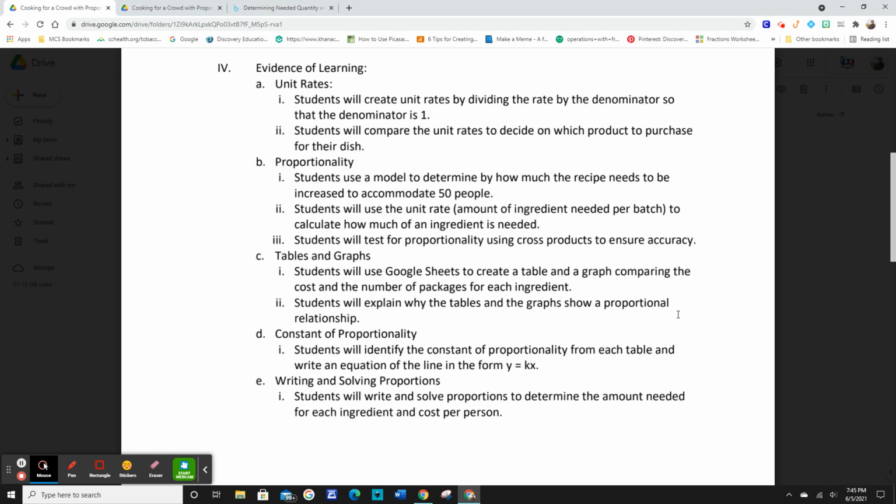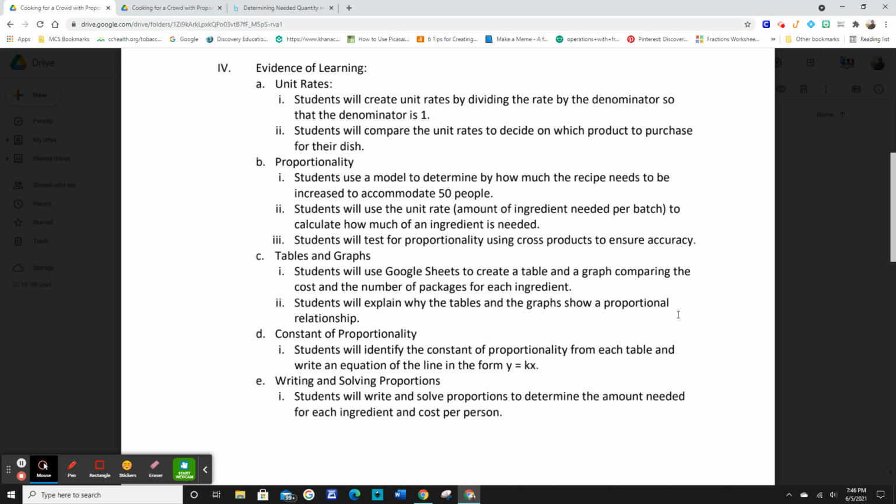So in other words, they're going to demonstrate their understanding of how to determine if a table shows proportional relationships, or how to determine if a graph is not showing proportional relationships. Constant of proportionality. Students will identify the constant of proportionality, in other words, the unit rate, from each table and write an equation, and also from the graph, and write an equation of the line in the form of y is equal to k times x. Again, k is the constant of proportionality.